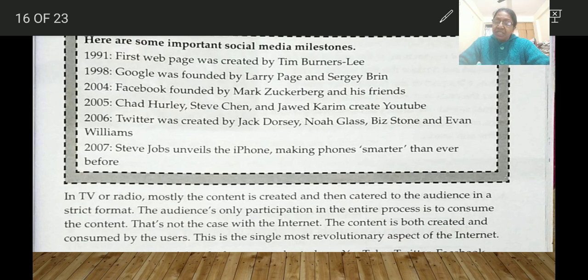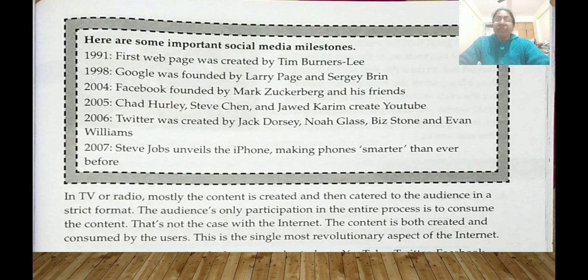What are the advantages of the internet? The most important advantage of the internet is that it's not controlled by people in power. It is far more democratic in nature, a people-to-people medium, with contents created and consumed by the user itself. So it's the user who creates the social media platform, and it's the user who consumes it also. So both created and consumed by the user. That's very important. What is the single most revolutionary aspect of the internet? It's given in the last line here. The single most revolutionary aspect is that its contents are created and consumed by the user itself.